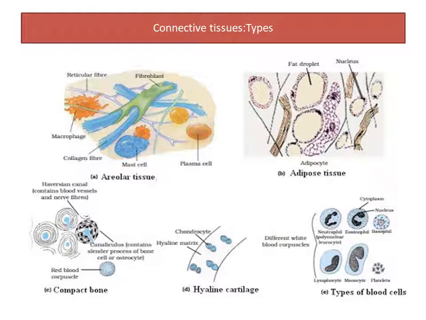These are the pictures which are present in the NCERT book, and you can see this is the areolar tissue. You can see there are different types of fibers over here. Cells are there, different types of cells are there. Then there is adipose tissue. You can see these yellow color structures are the fat droplets. So adipose tissue is the fat storing tissue.